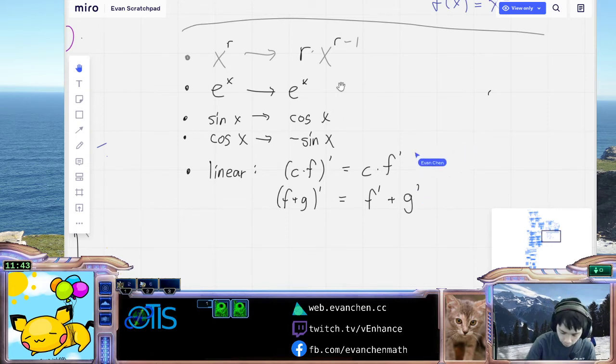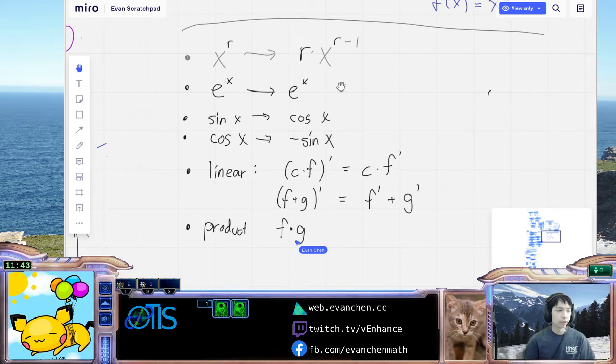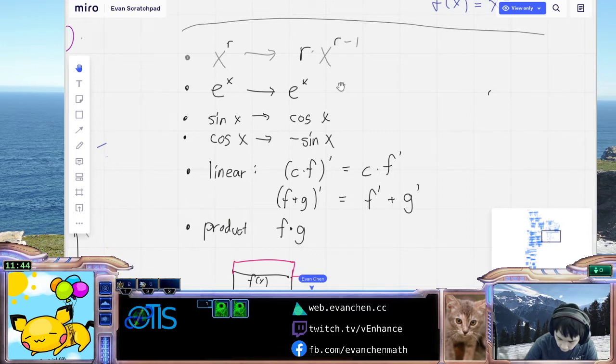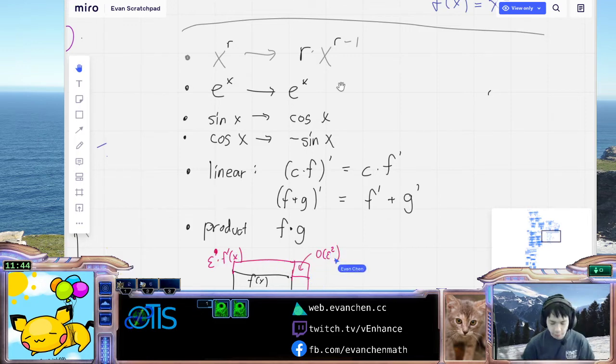Secondly, what about products? If I have f times g, how can I differentiate it? This is called the product rule in American education. The way you remember it is, again, you're trying to approximate by linear functions. So I have f of x times g of x, this is the product, and I want to change x by an epsilon. Well, this is roughly epsilon times g prime of x. This guy is epsilon times f prime of x. I put the prime in the wrong place. And then here's some stuff that's O of epsilon squared, so we don't care about it.